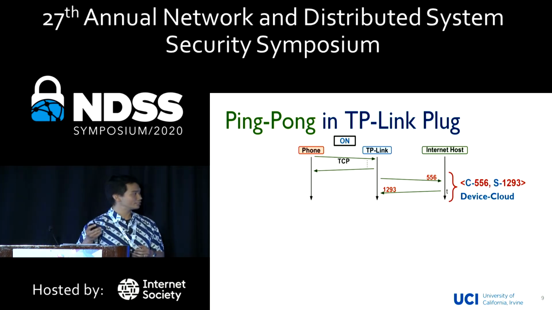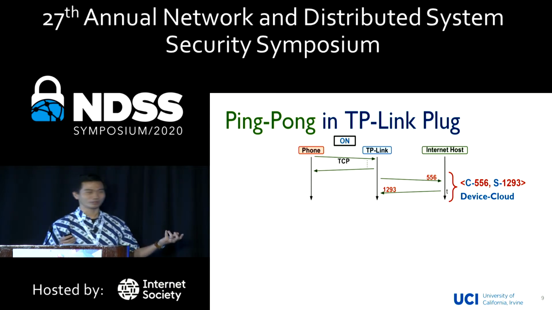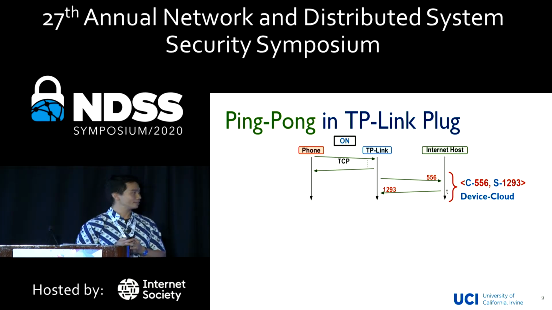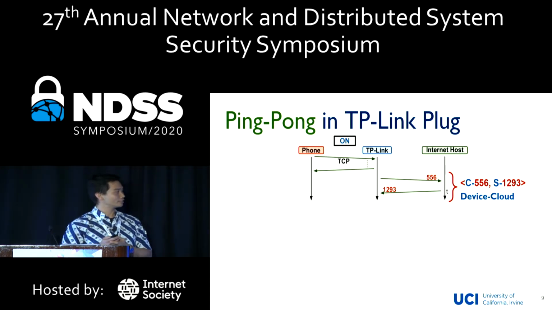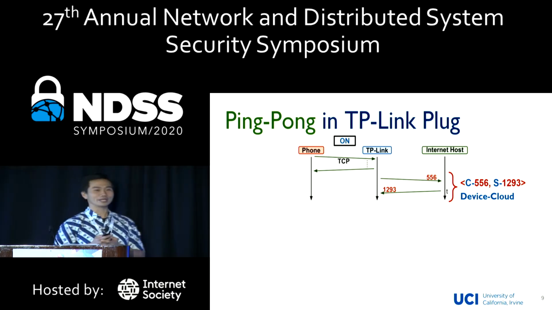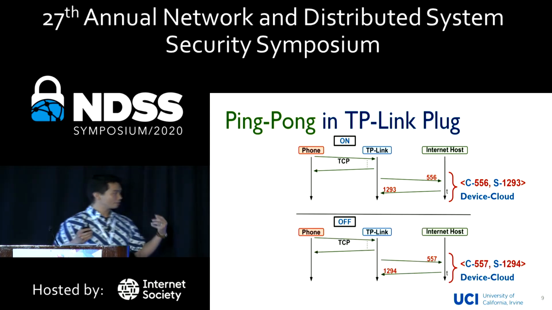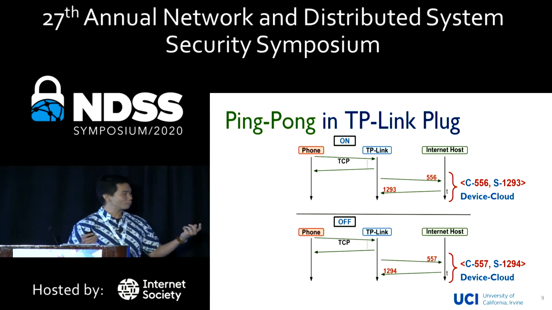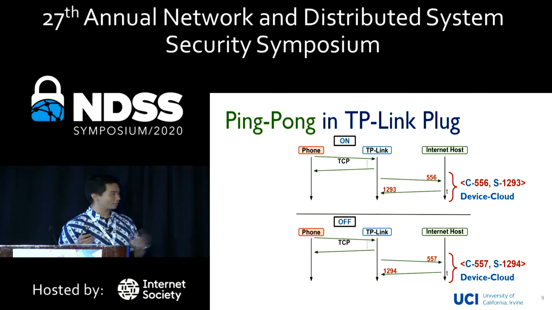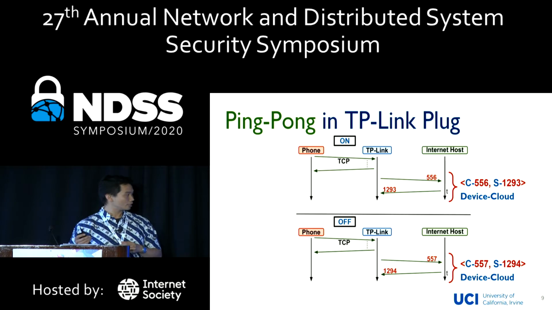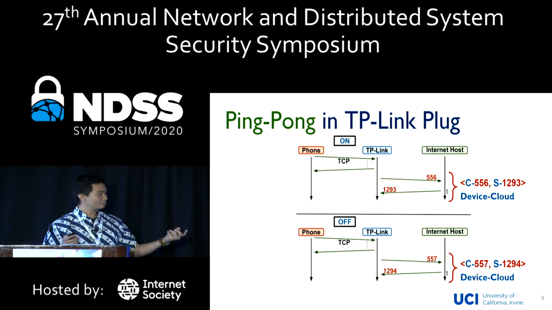I'm introducing this notation that I'm going to use in this presentation from this point onward. C556 means a packet from client to server, from the plug to the cloud, with length 556 bytes. And S1293 means a packet from a server to client, from the cloud back to the device, with length 1293 bytes. And this is in the device-cloud communication. A similar situation for the off event, although this time there's a 1 byte difference in the request-reply packet pair. And we can see here that the packet pair is unique. Each packet pair is unique for each event type.